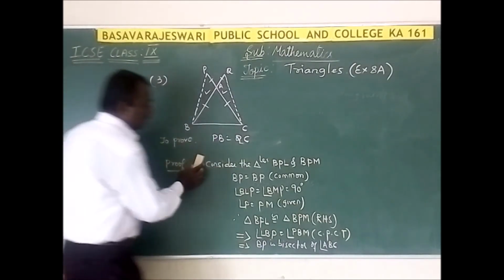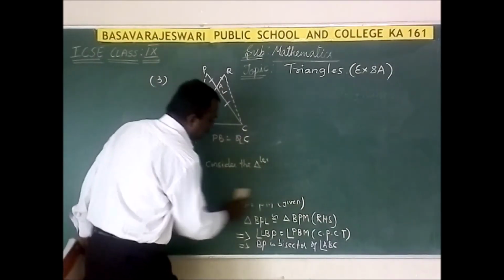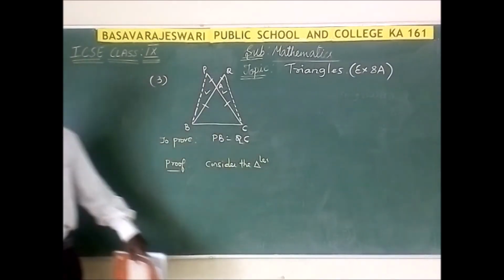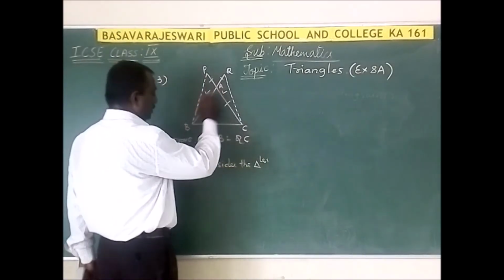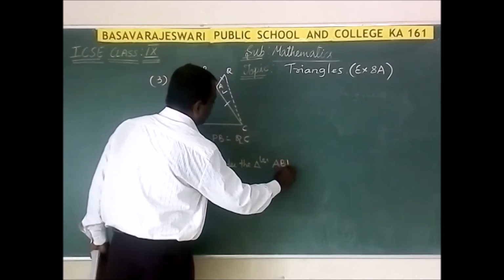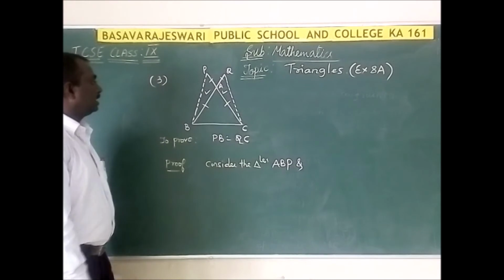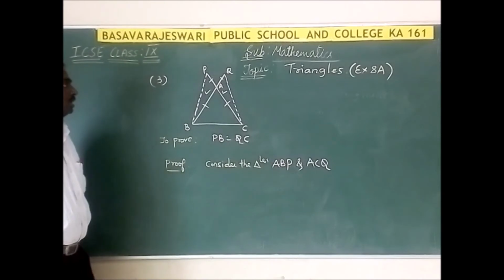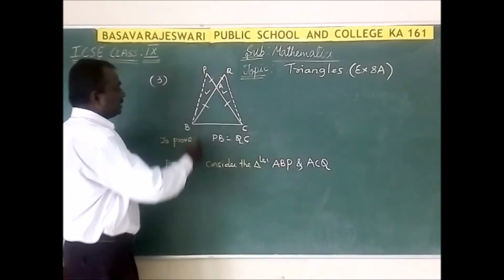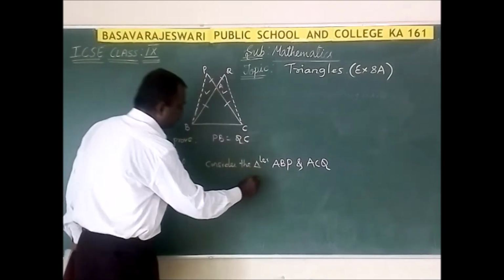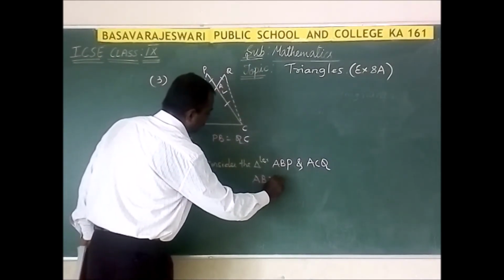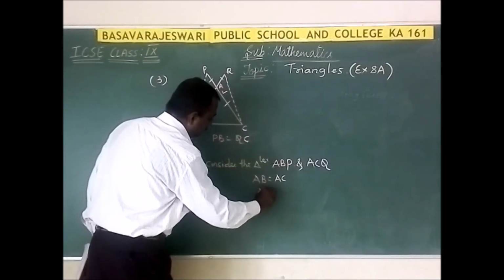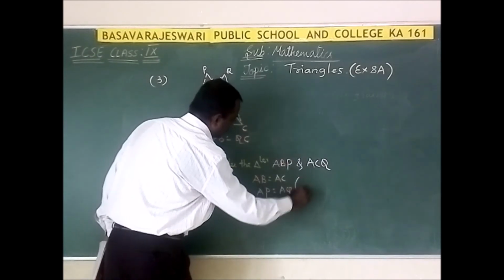So therefore, what we should do now? Consider the triangles. What are those two triangles? ABP and ACQ. Now already they are given here. AB is equal to AC, and also they are given AB is equal to AQ. It is given.